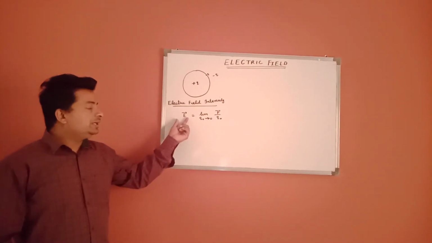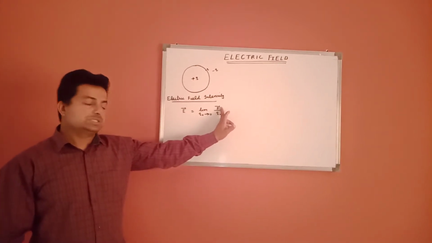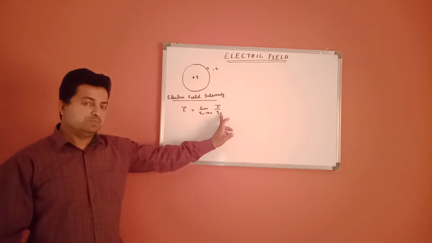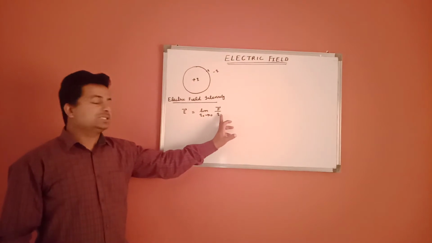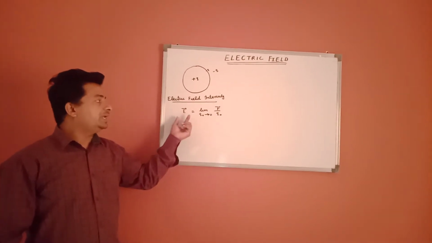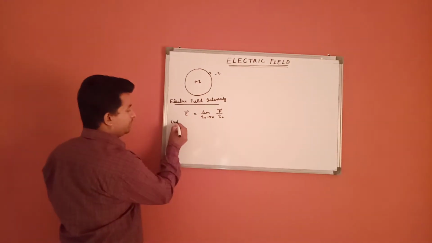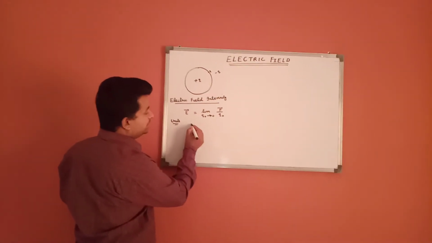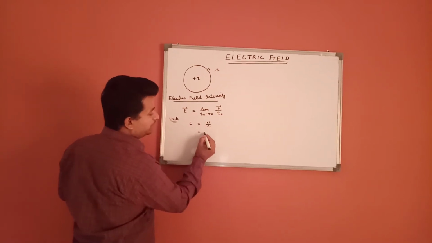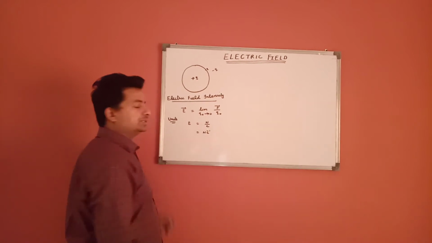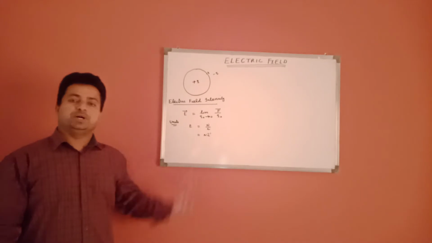So electric field intensity is defined as the electrostatic force per unit test charge moving from one point to another. This test charge has small value. It is called electric field intensity. Units: in SI, F is in Newton and q naught is in Coulomb. So unit of electric field intensity is Newton per Coulomb. SI unit is Newton per Coulomb.